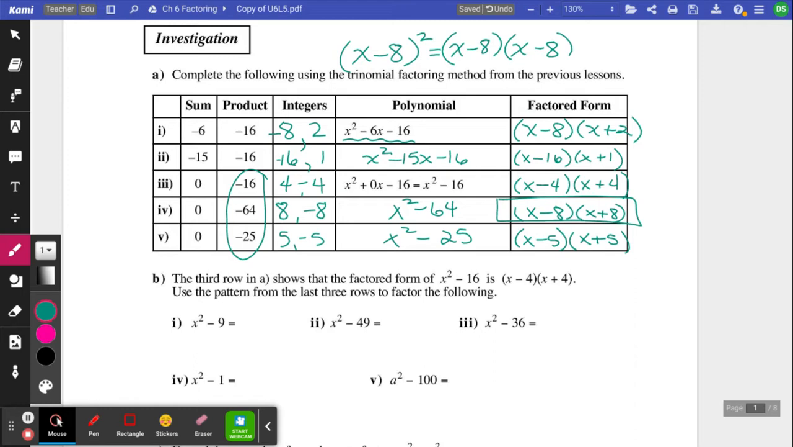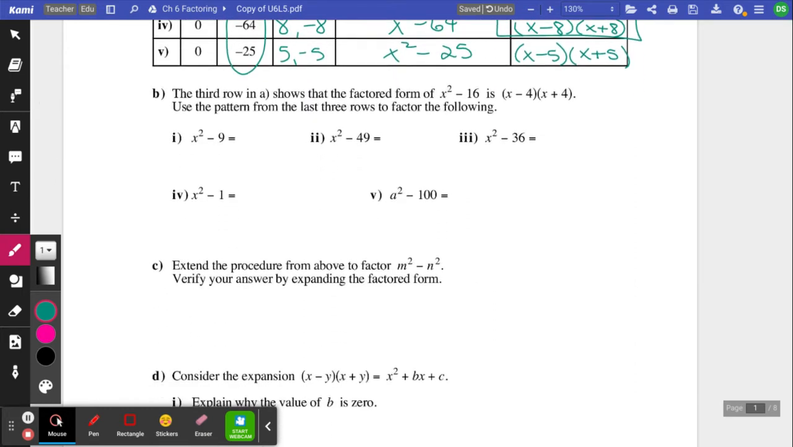Good note. Okay, so we have this cool little thing that is called the difference of two squares. If this is a minus sign, and both of these are squares, and there is no middle term, see how there's no 7x in the middle? It's just going to be x minus 3 and x plus 3.